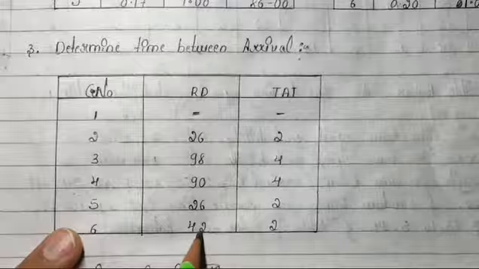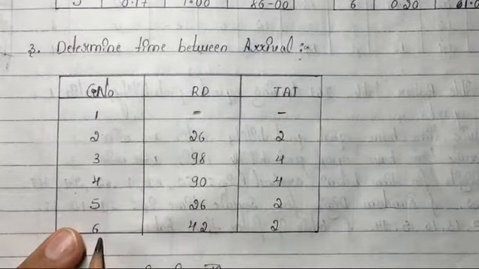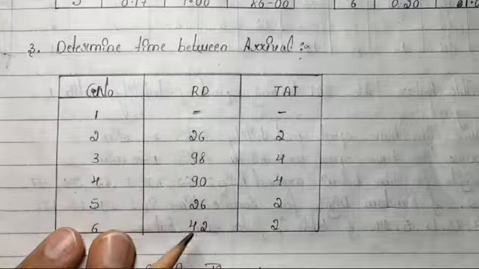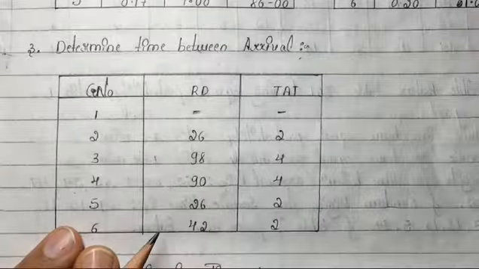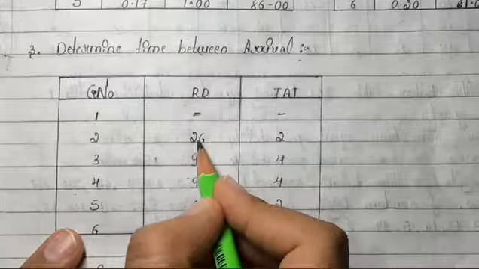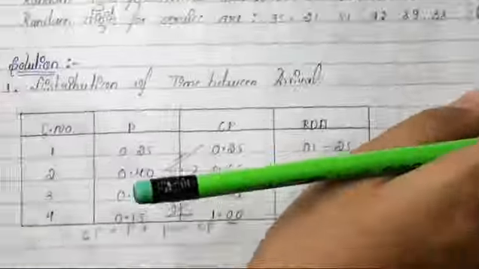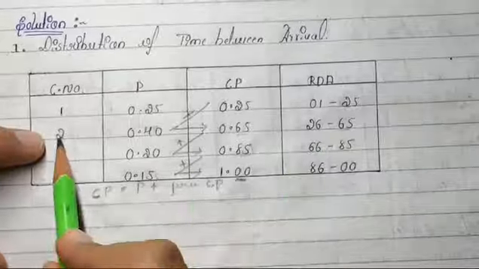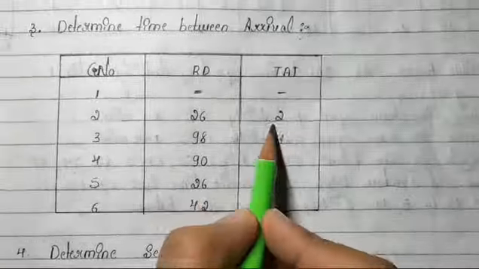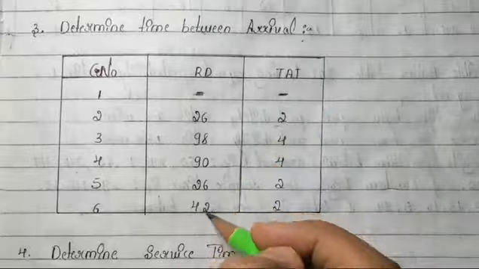Write down the other values. As many random digits as there are, that many customer numbers we need to consider. There are 6 terms, so we are considering customer numbers from 1 to 6. Inter arrival time can be calculated as follows: take 26, go to the first table and check where 26 lies. 26 lies in the second row, so the value is 2. So we are writing 2 here. The first we consider as a dash only, and continue for the other values, you will get the answer.